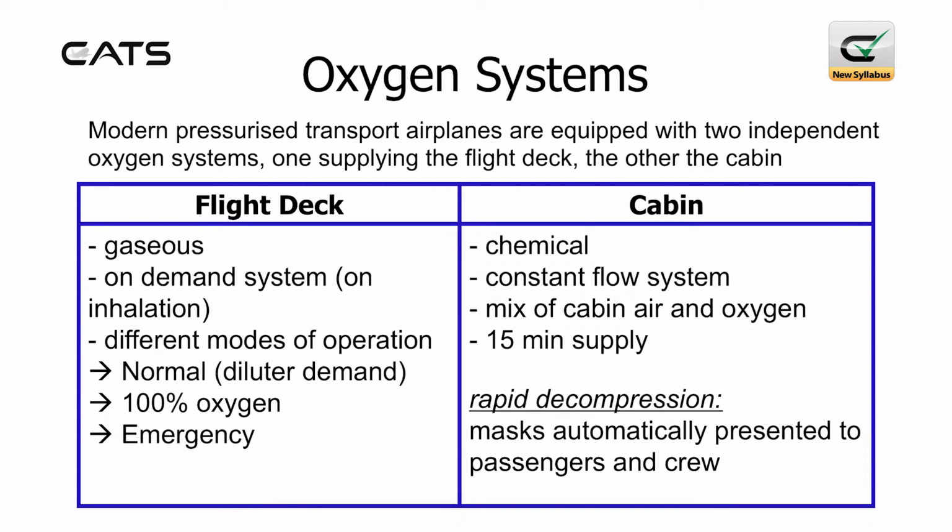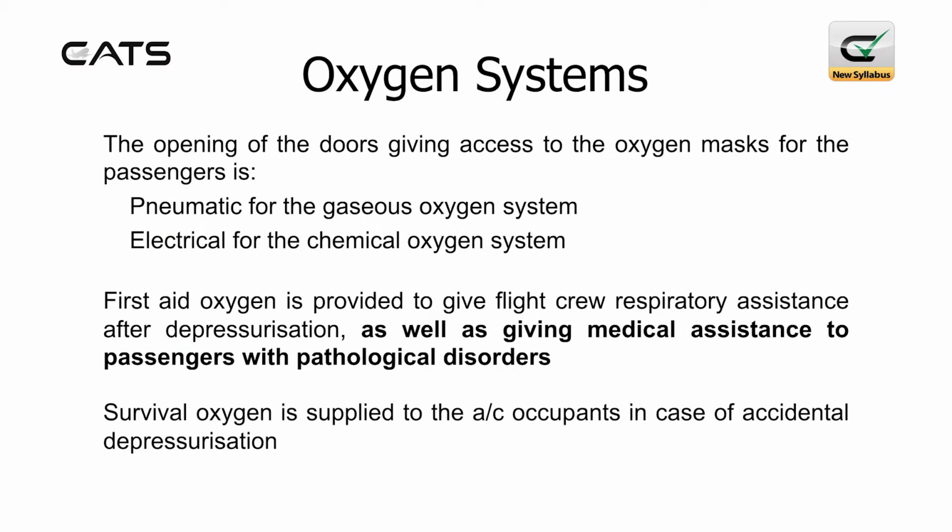In a rapid decompression, masks drop automatically to passengers and crew. The opening of the doors giving access to the oxygen mask for the passengers is pneumatic for the gaseous oxygen system and electrical for the chemical oxygen system. First aid oxygen is provided to give flight crew respiratory assistance after depressurization, as well as giving medical assistance to passengers with pathological disorders. Survival oxygen is supplied to the aircraft occupants in case of accidental depressurization.